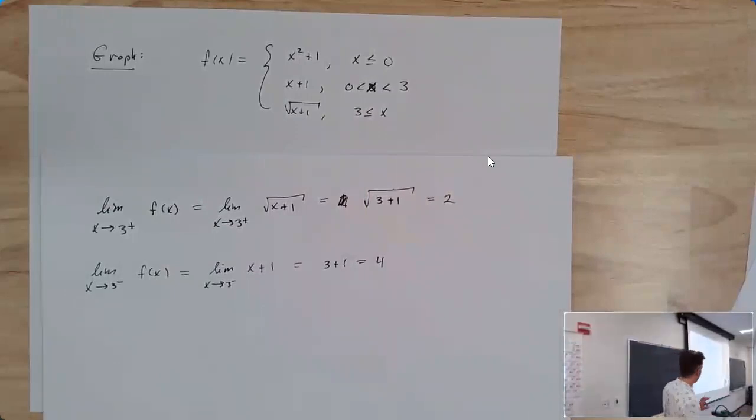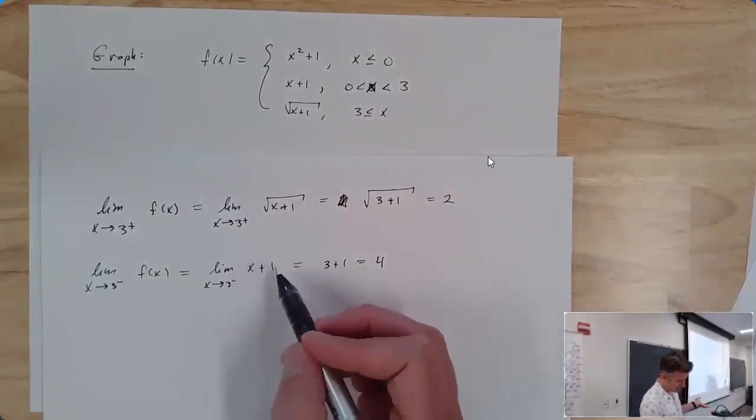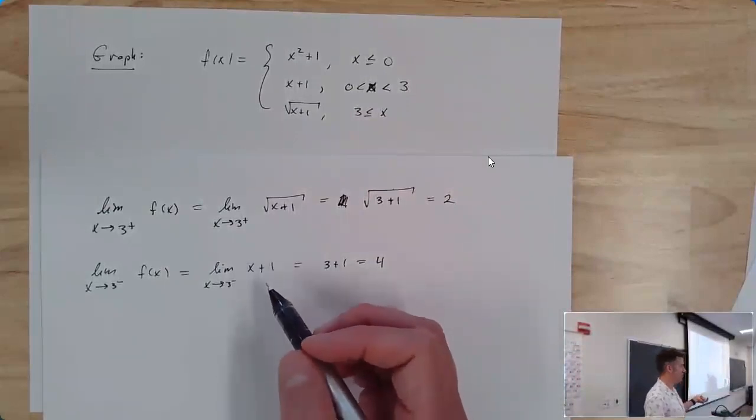So I want to point out here, what I'm saying is, I'm asking what is x plus 1 getting really, really close to as x is getting closer and closer to 3?